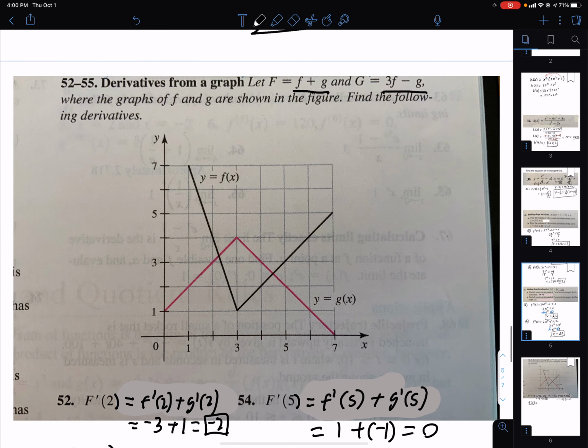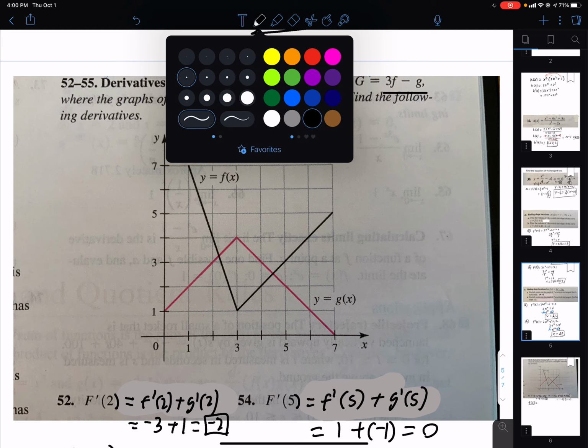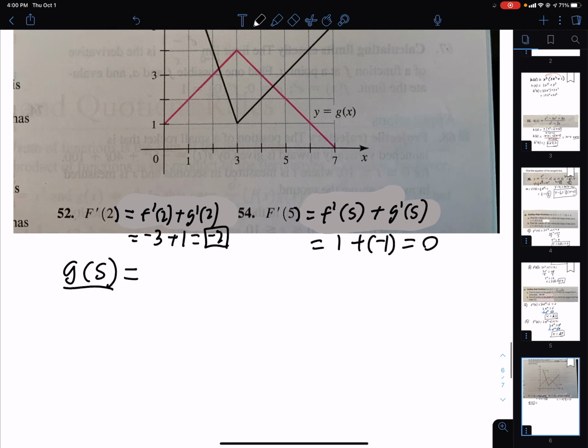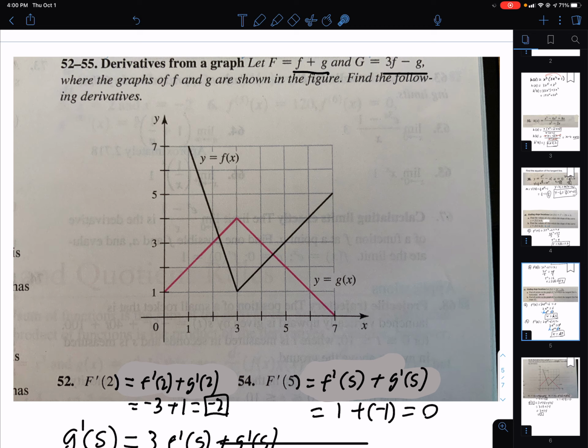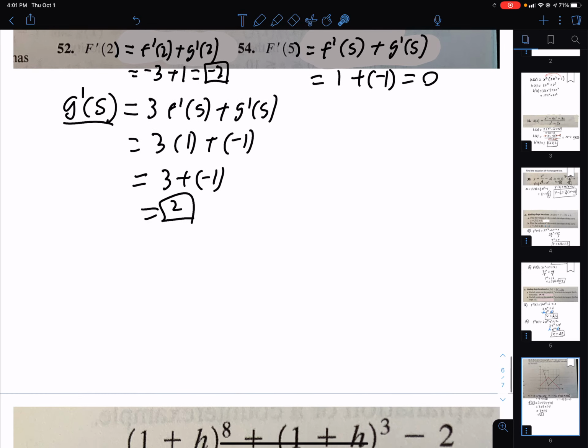But g is 3f plus g. So the derivative of that will be 3 f derivative at 5 plus the derivative of g at 5. Well, what's the derivative of f at 5? We already did that. That's 1. And the derivative of g at 5, we did that last problem. That's negative 1. So sweet. 3 plus negative 1, that answers 2. Using properties, so we're using the sum and difference properties for derivatives and the constant multiple rule. You just pull that constant out in front.